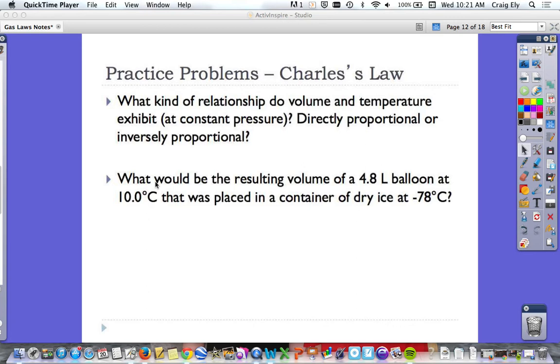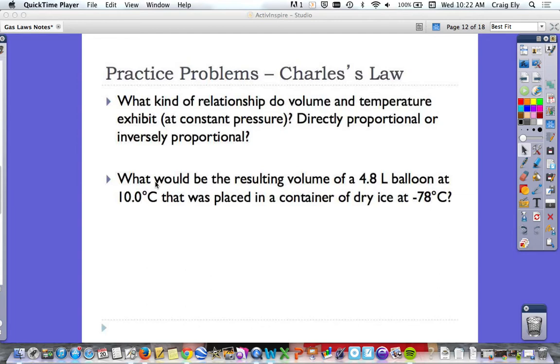In the first practice problem with Charles' law, I made a mistake when I was going through the math, so I wanted to show you this done correctly. So this will be a short, sweet video. Let me read the problem again.